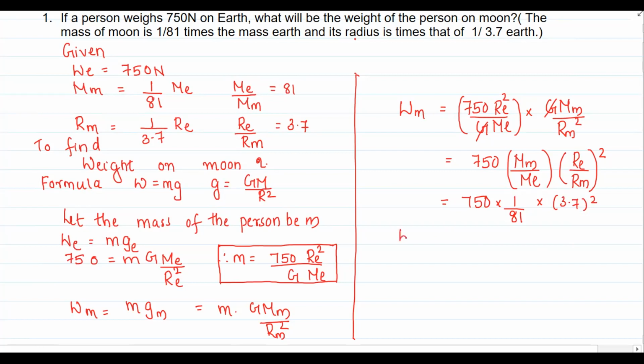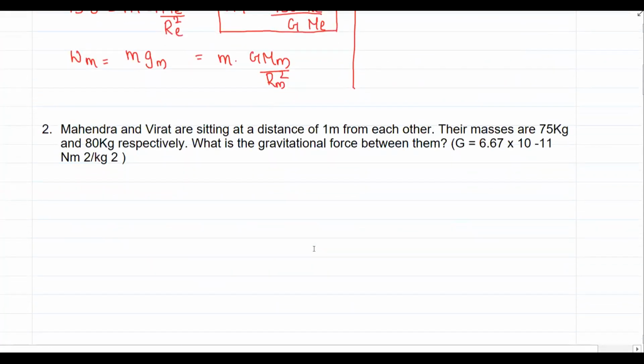On solving this, we will get Wm is equal to 126.8 Newton. This is the weight of the person on moon. And this value is 1 upon 6 times 750. We know that weight of a person on moon will be 1 by 6 times weight of the person on earth. I hope you all understood this sum. If you want, take the screenshot. Let us solve the next question.